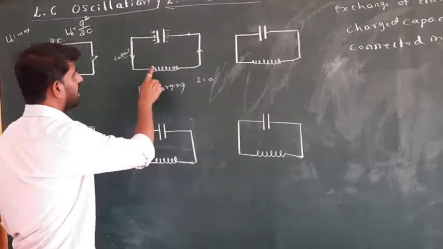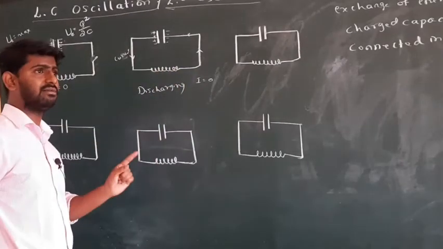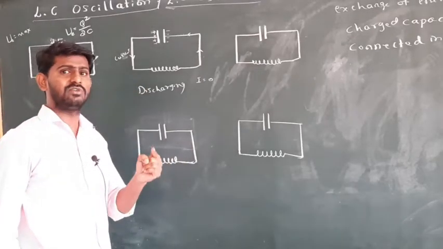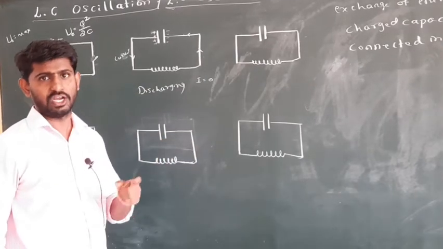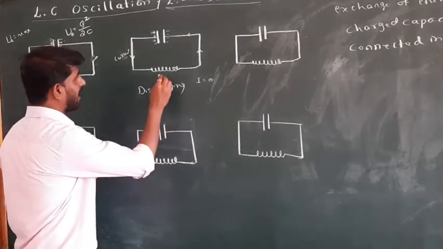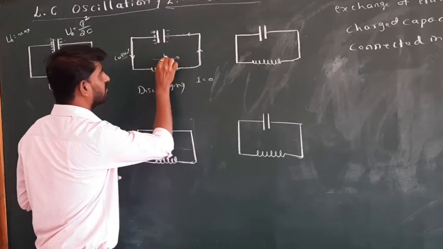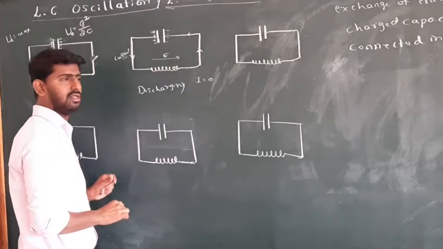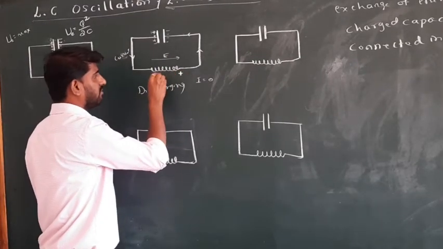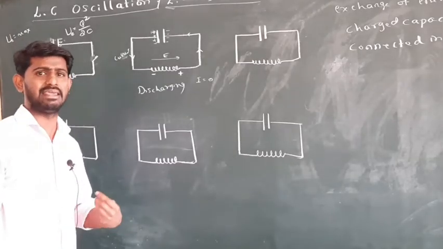So the current moves in this direction, and you have studied the inductor very well. Whenever a varying current flows through an inductor, an EMF is induced, a back EMF. If the current is moving in this way, this is your applied electric field. In the opposite direction, one more EMF develops, which is called the back EMF.